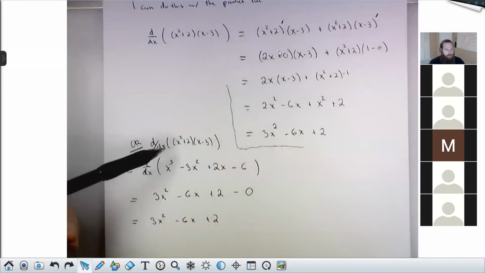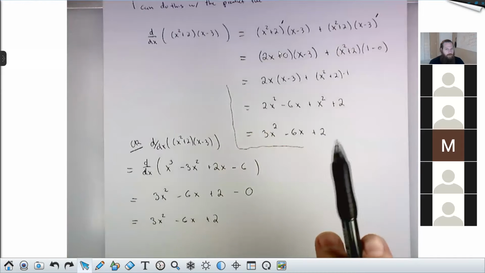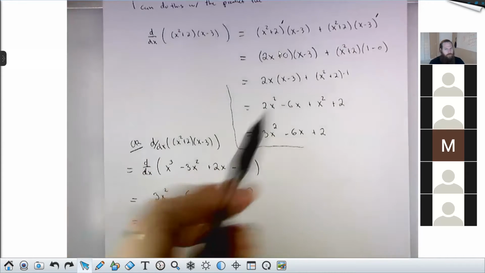Here, you just have to FOIL things out and then use your power rule. It's so easy. So I would much rather do this than this. And I encourage you to do the same. There are some problems in your homework that ask you to calculate them both ways, and that's fine. It's good practice. And you get an idea that this is generally faster than this.